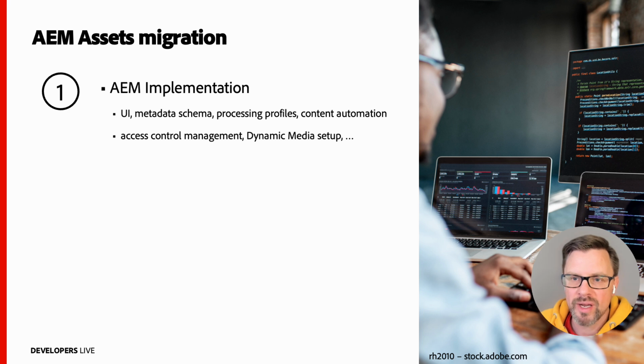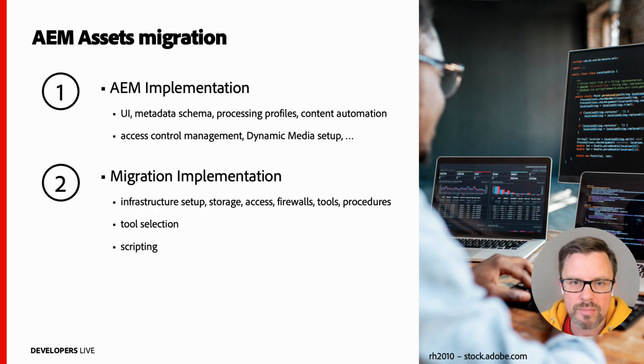With all this planning, we can now start the implementation. There are two parts. First, the implementation in AEM, like metadata schema, processing profiles, UI customizations, workflows, and other content optimization. And second, there is the implementation of the migration procedures, which will do the extraction and transformation. At this point, we need access to the infrastructure to extract data from the legacy system and to store it on an intermediate cloud storage. More on that in a bit.